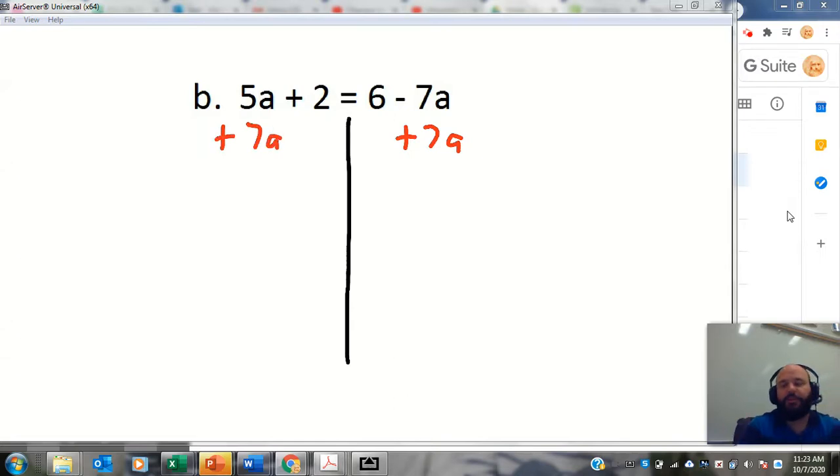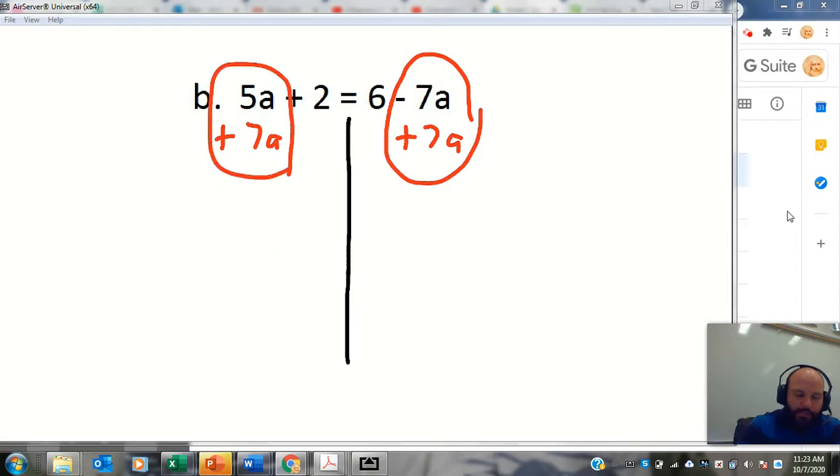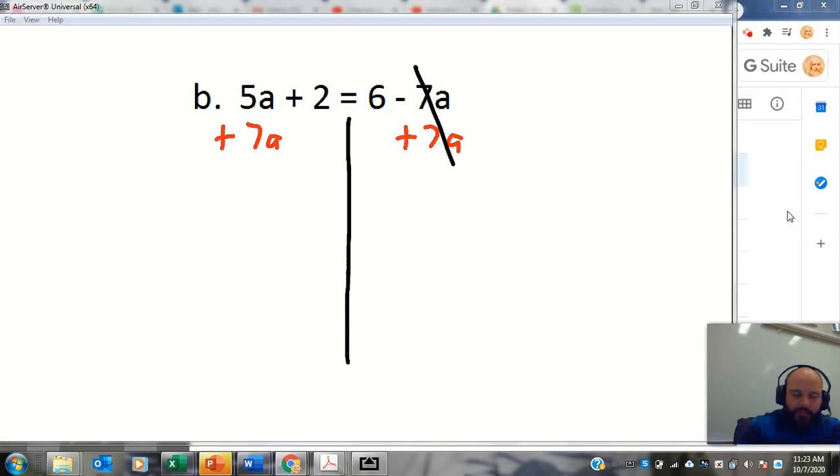Another thing I want you to make sure that you're seeing here is that as I'm adding 7a to both sides, I'm making sure that the like terms are lined up, because those are the terms that are going to get added together. So on the right-hand side, negative 7a plus 7a turns into 0, and we're just left with the 6. On the left-hand side, we have 5a plus 7a. 5a plus 7a becomes 12a.